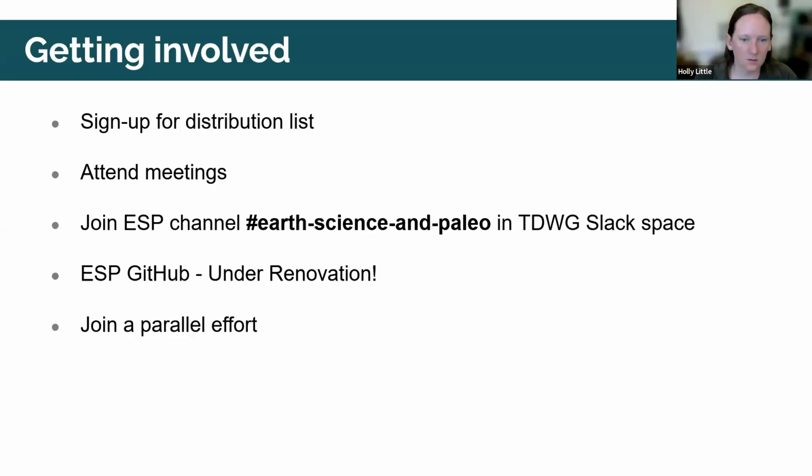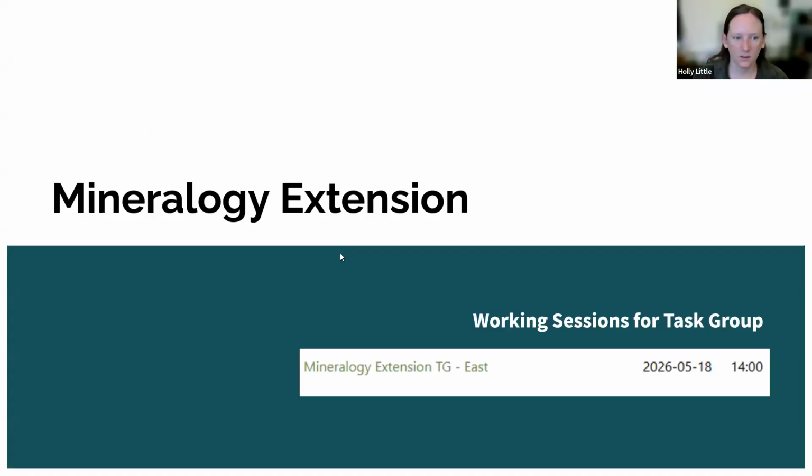We do have meetings periodically. And we also have an Earth Science and Paleo channel in the TDWG Slack space. There's a GitHub that's not very active, but it is a good space for putting issues if something comes up that we want to try to address. There's a lot of legacy issues there that we are kind of cleaning up now that are really about the Darwin Core implementation. And we're working on a document that will address some of those as part of another project that we'll talk about in a bit. Or you can join some of these parallel efforts that we will share about today, because they all link together, hopefully, in the work that we're trying to do.